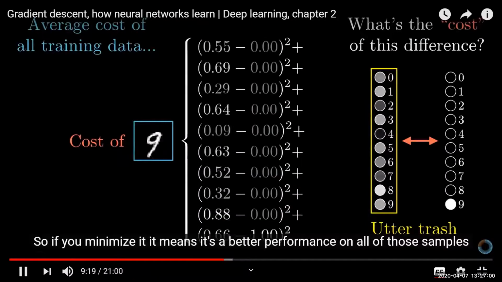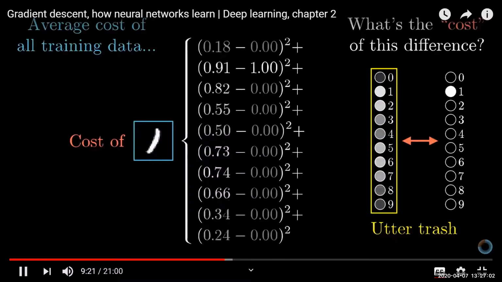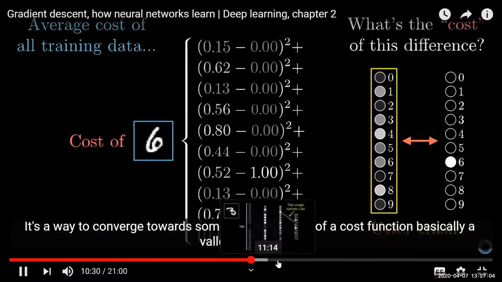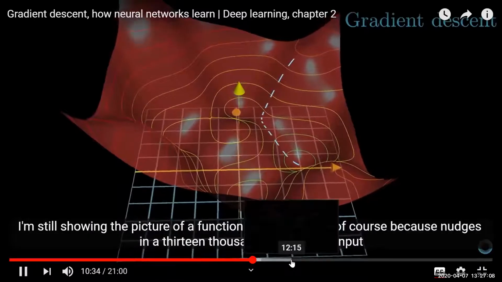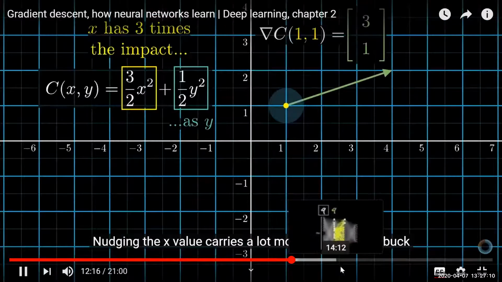Their performance on all of those samples. Basically a valley in this graph. I'm still showing the picture of a function, more bang for your buck.